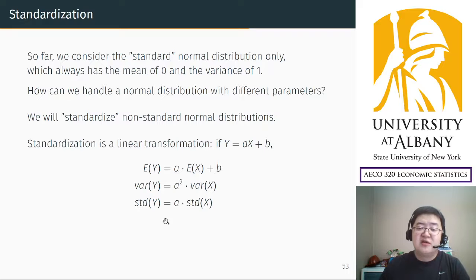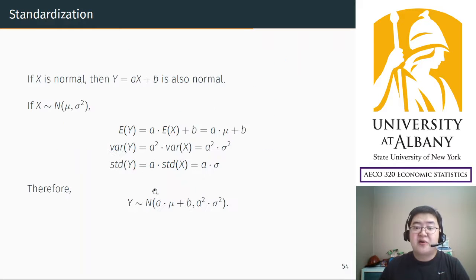Why do we use it? Because the expectation, the mean, and the variance are the parameters for the normal distribution. So, in addition to these three formulas, there is a fourth property of a linear transformation. That is, if the original random variable is normal, then the linear transformation is also normal. The normal distribution is also preserved.